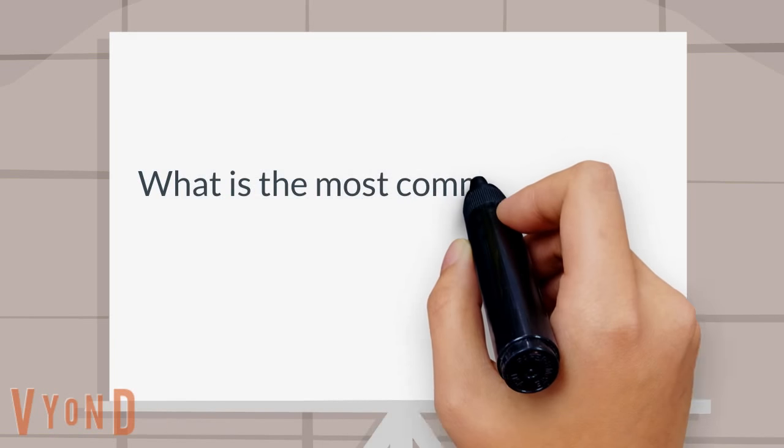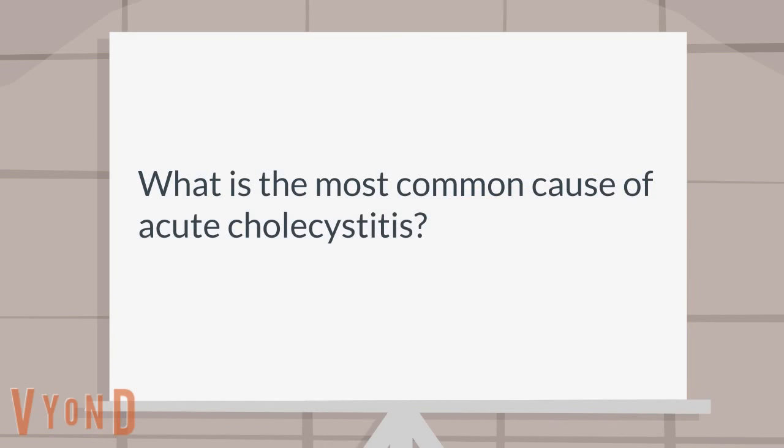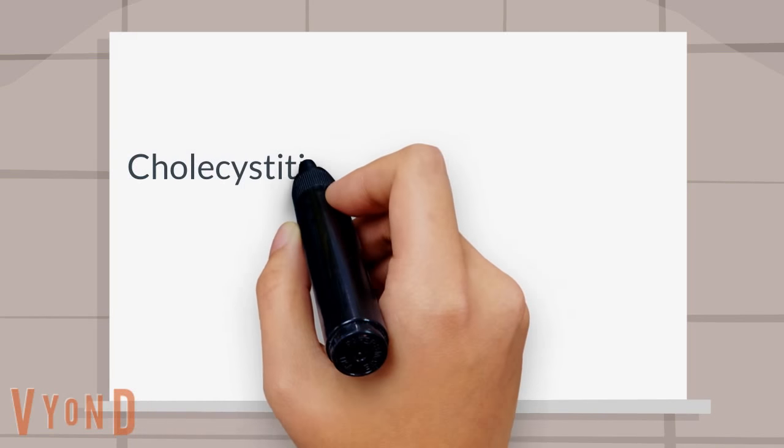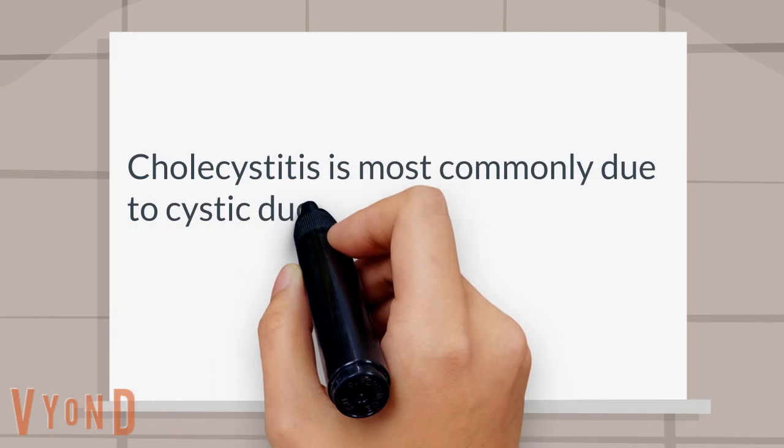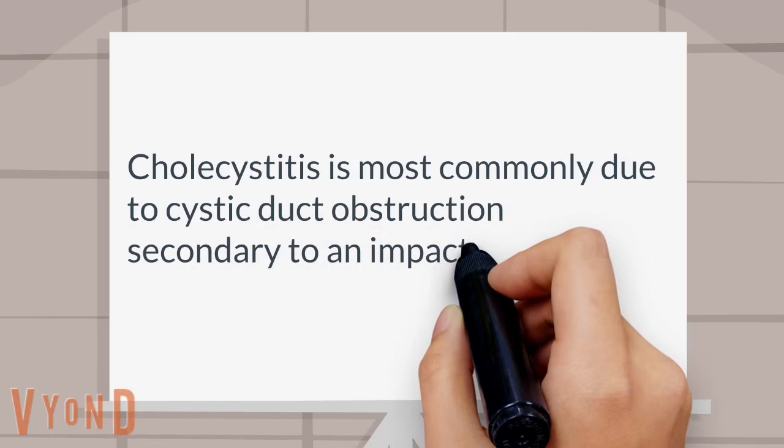What is the most common cause of acute cholecystitis? Cholecystitis is most commonly due to cystic duct obstruction secondary to an impacted gallstone.